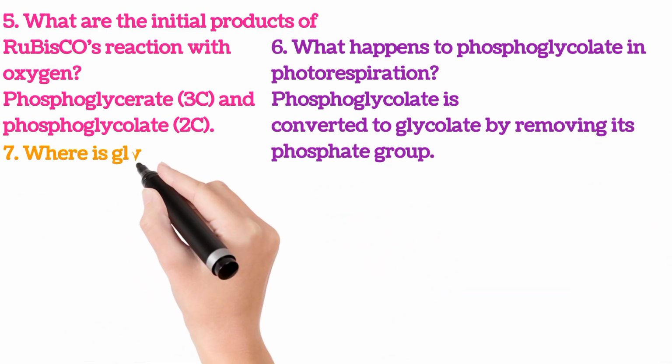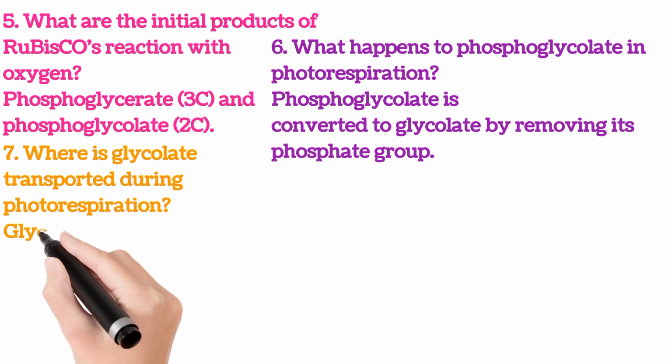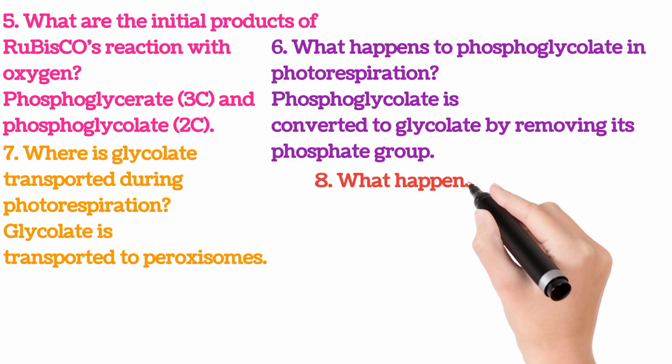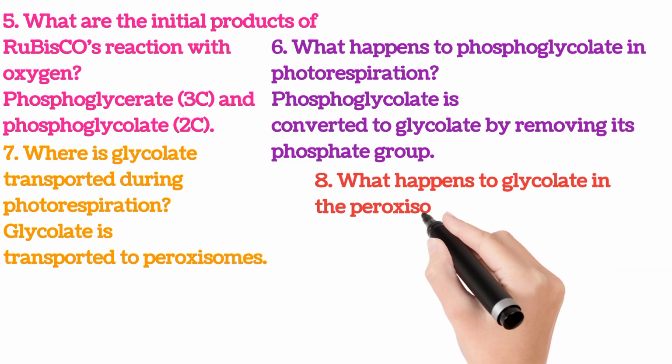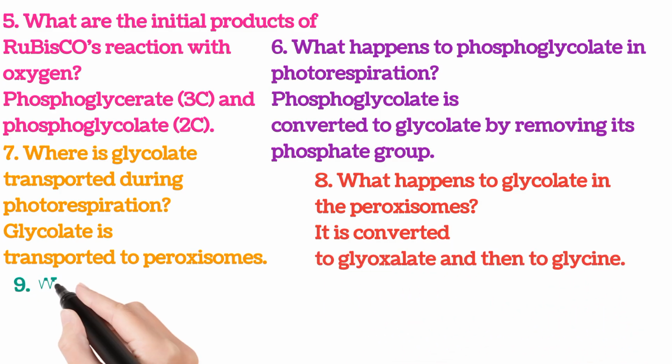7. Where is glycolate transported during photorespiration? Glycolate is transported to peroxisomes. 8. What happens to glycolate in the peroxisomes? It is converted to glyoxylate and then to glycine.